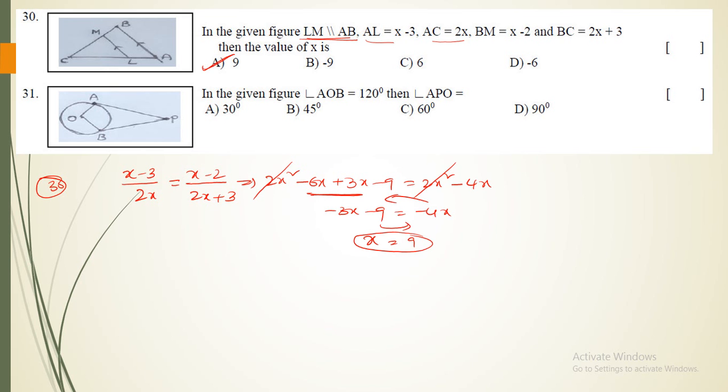Next, moving on to the next question. Angle AOB, this angle is 120 degrees. So if this angle is 120 degrees, then this is 60 degrees, because at the point of contact the tangent makes a 90 degree angle with the radius. What did they ask? APO. APO is nothing but this particular angle. If you want this particular angle, it is half of that 60. Hence the answer is 30 degrees.